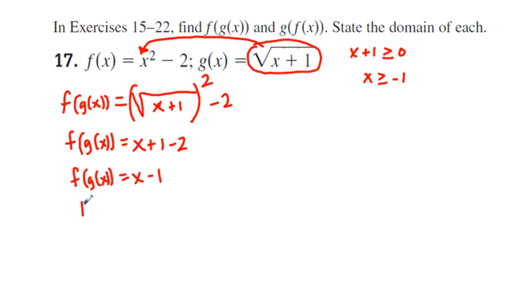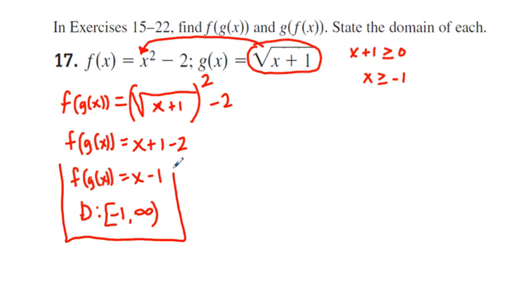So our domain, because this has no restriction, right? We have to carry from our original restriction. We have x is greater than or equal to -1. So our domain is going to be -1 comma infinity. So even though we simplified to what does not appear to have a restriction, the restriction is retained from the original evaluation of the components of this composition of functions.